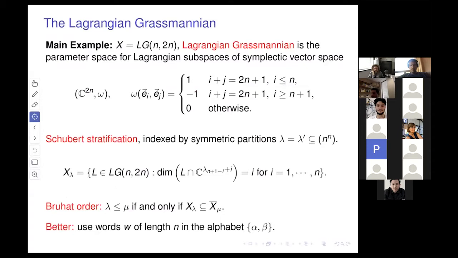Okay, so I take n to be a positive integer. I look at this symplectic vector space, so dimension 2n with a non-degenerate skew-symmetric form.